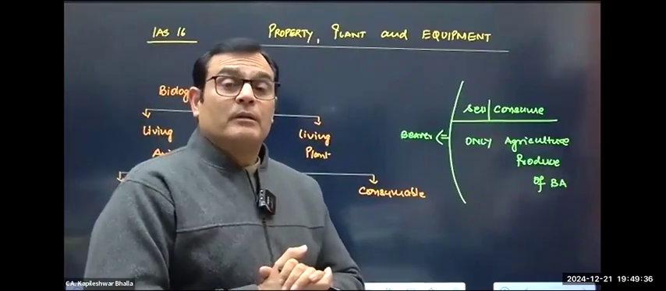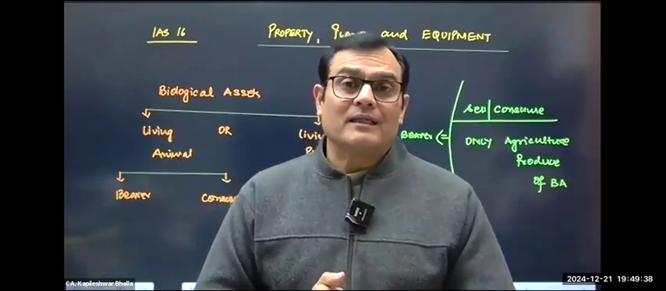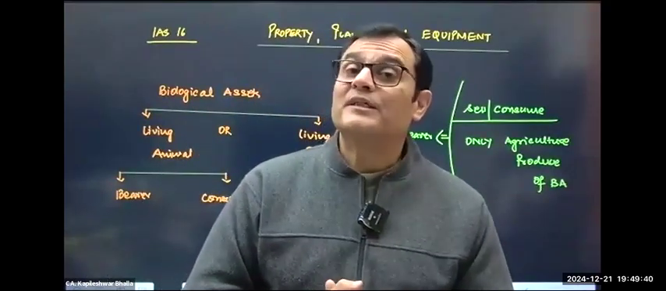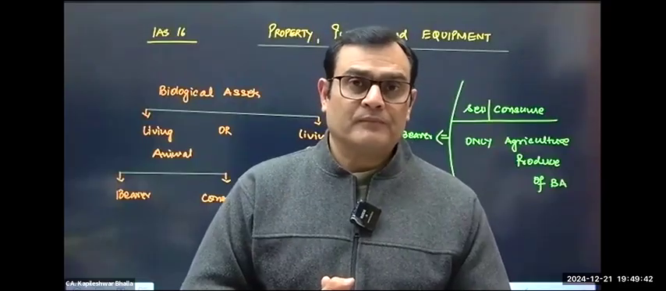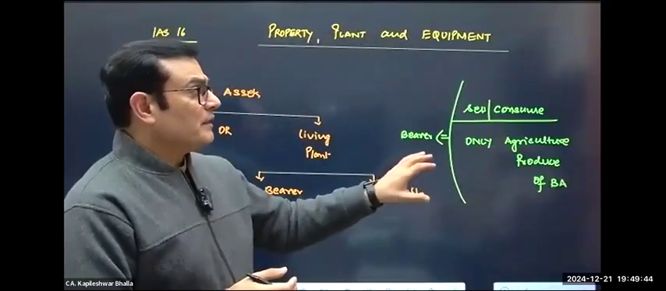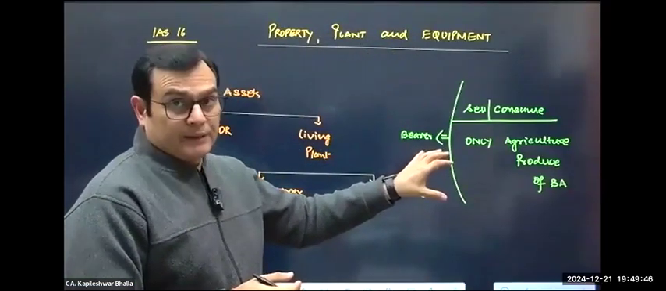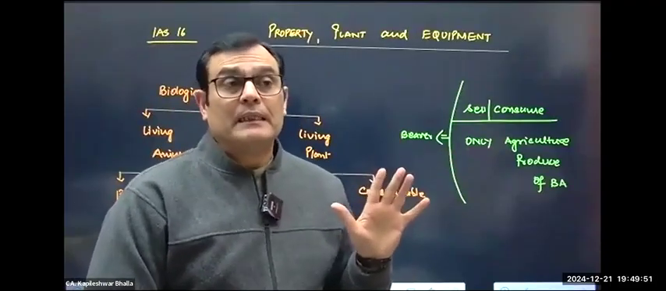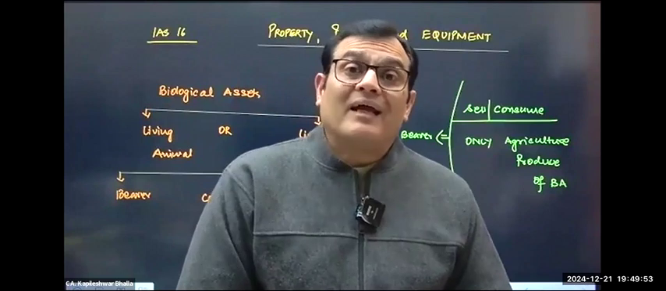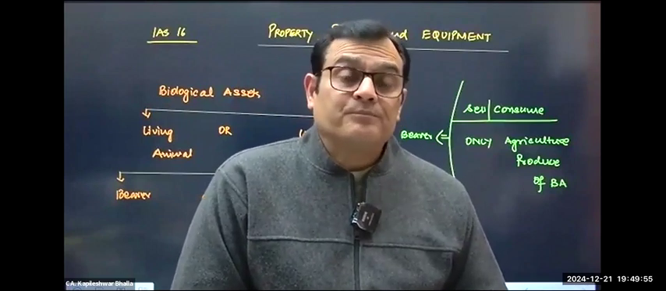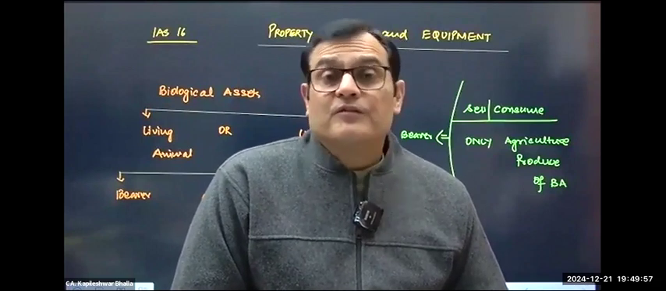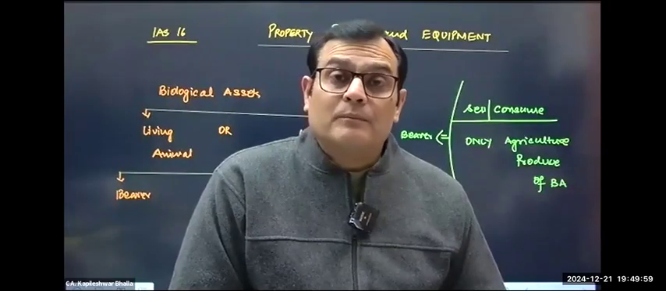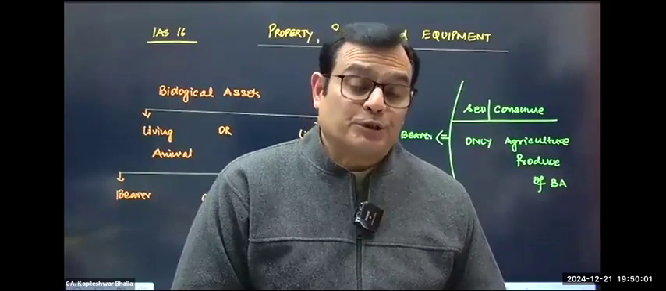But if you're going to consume the animal or plant itself, or maybe you've got a dual objective, it is consumable. So for a bearer, don't touch the animal or plant; only sell or consume the produce. If you're going to sell or consume the animal or plant itself, it is consumable. If you've got a dual objective of selling or consuming the produce and the animal or plant, it is consumable in nature.